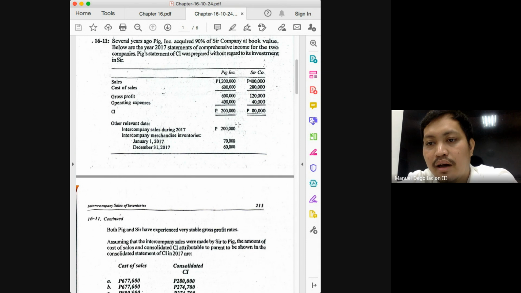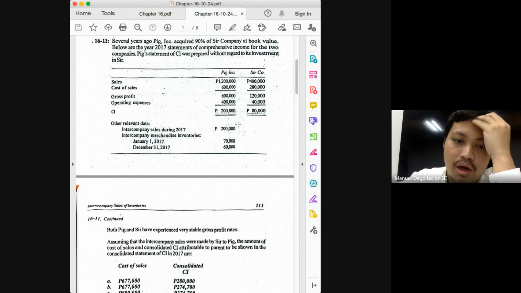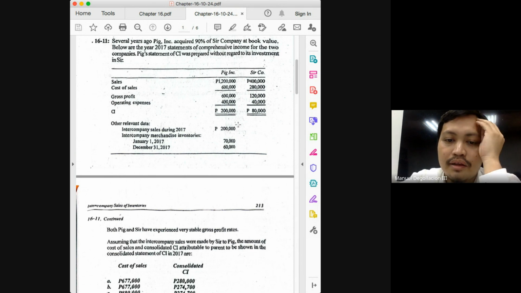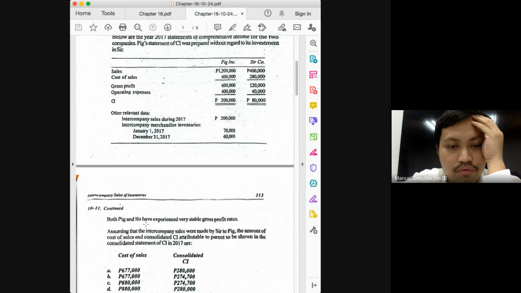How much is the income of the subsidiary? 80. Have we already computed the markup on beginning? Yes, it was 21. This time it will be added. Next, deduct the markup on ending. 18,000. So 80 plus 21 minus 18 will give you 83,000. So you add 83 with 200. 200 plus 83 is 283,000. So there should be no reason for you to answer 80 there.